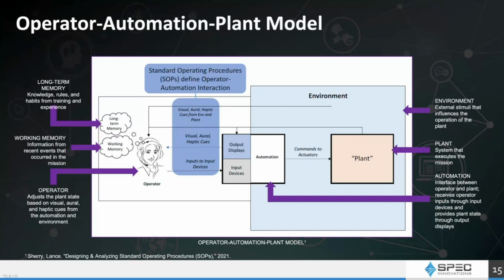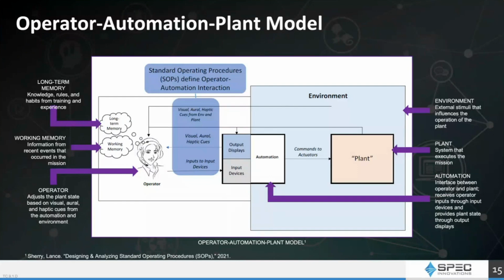Okay, and then there are different kinds of cues. There are visual, oral, and haptic cues from the environment and the plant. These are the things you're looking for to understand, and that's what's coming in, and that's what the operator is reacting to, right? Those are coming from the output displays, and of course the operator is inputting things into the input devices, right? And so that's your interface. There's your human machine interface: the output displays and input devices.